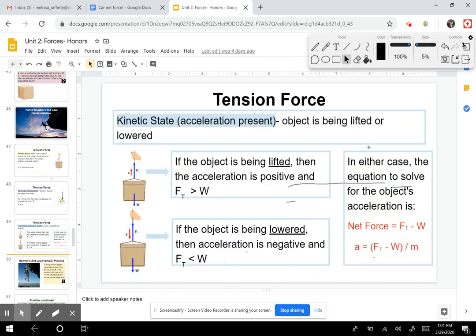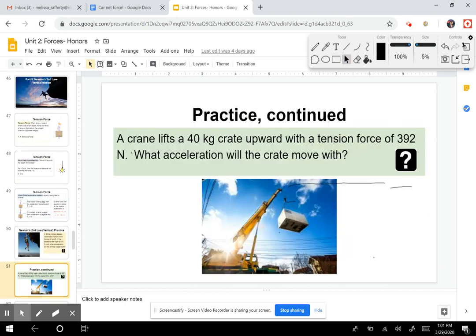Okay, moving on, one more practice problem. A crane lifts a 40 kilogram crate upward with a tension force of 392 newtons. What acceleration will the crate move with? Okay, so again, first thing we want to do is draw out those forces on our object. So the crate is going to have a force of weight, trying to pull it down, and then tension will be opposing. And we know that tension is 392 newtons.